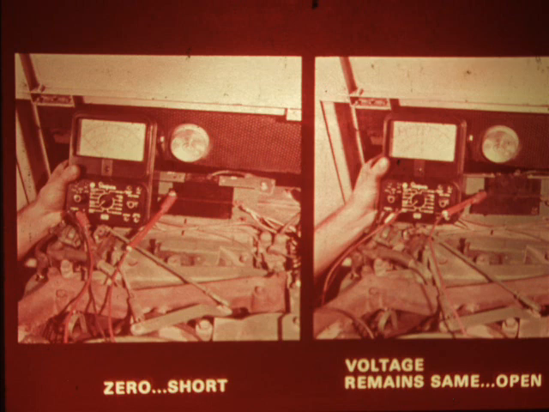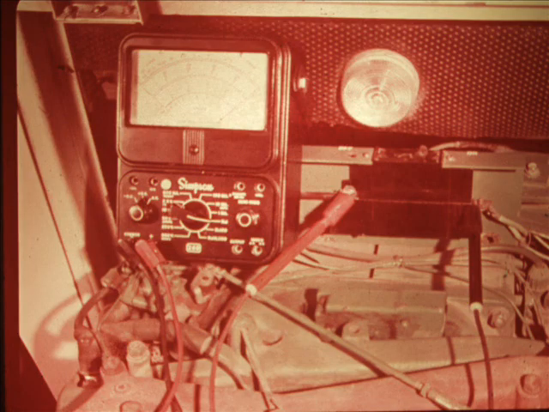To determine which, close the breaker. If the voltmeter reading then goes to 0, there is a short in the motorhome's wiring. If the reading remains the same, there is an open. The first thing you do to locate the problem is make sure the breaker isn't faulty.